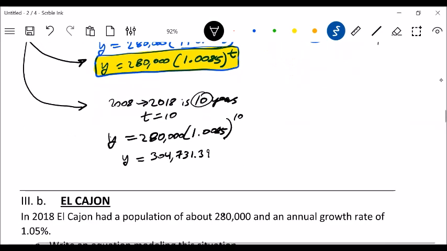Now, an interesting thing about this one is that you can't have a decimal for people. If it's human beings or animals or something like that, you can't have a partial. So that means you don't round it at all. Your amount of people would be this. So the population in 2018 was 304,731 people.